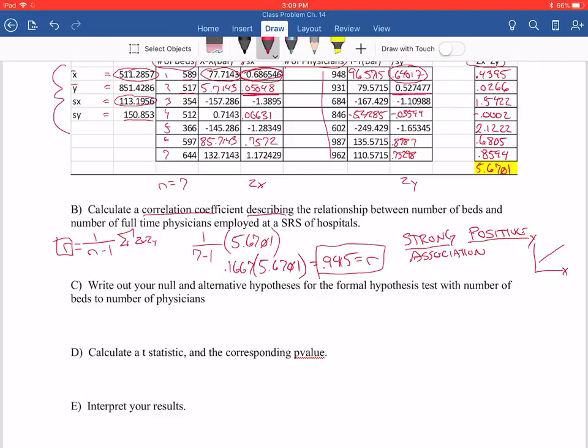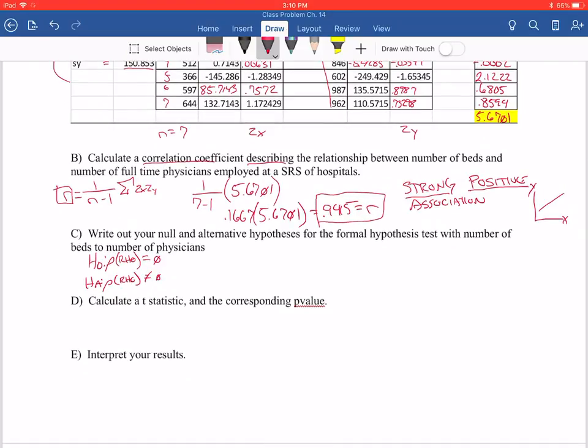Next part is we're going to write out our null and alternative hypothesis for formal hypothesis testing with the number of beds to position. So anytime we're doing hypothesis testing, you're going to say our null hypothesis, and we're going to be using the value of rho, which looks like a p, but it's not, it's rho, is equal to 0, right? We're stating that there's no difference between these two sets here, and an alternative hypothesis is going to state that rho does not equal 0, the two-tail hypothesis test.